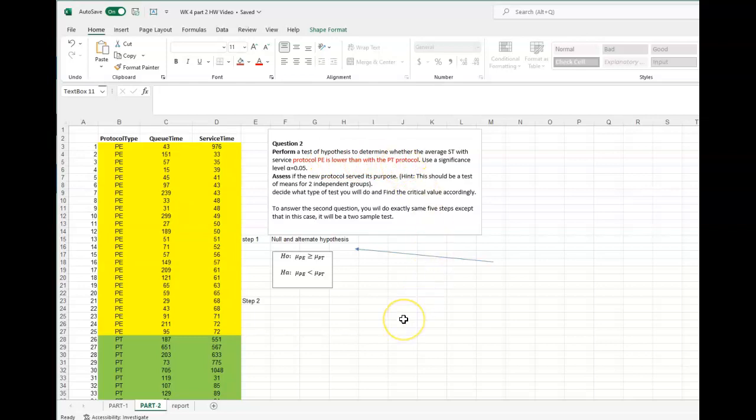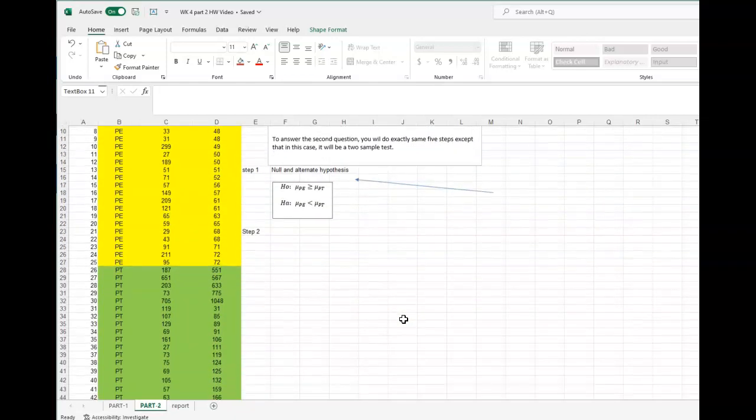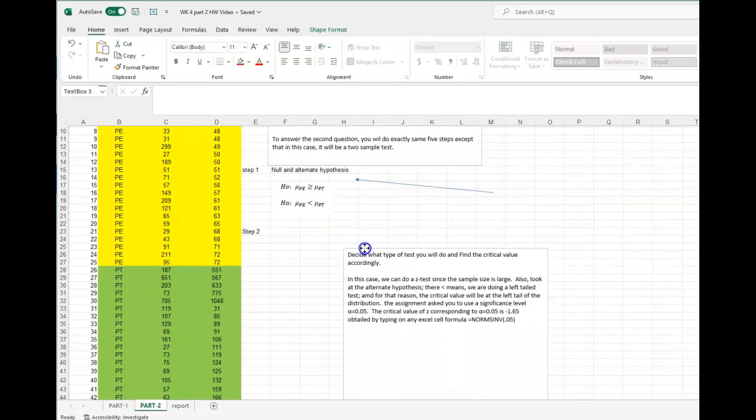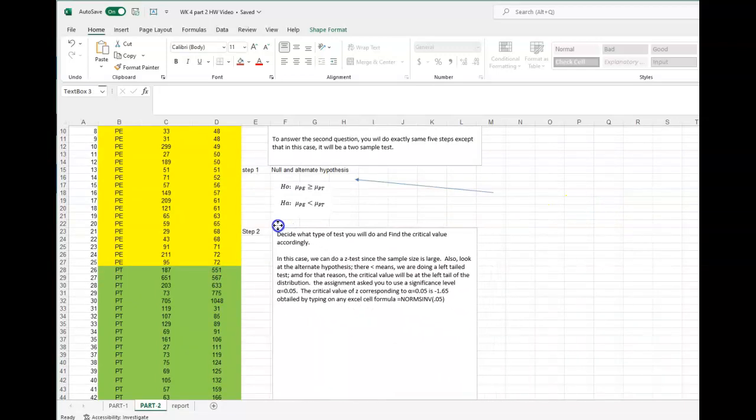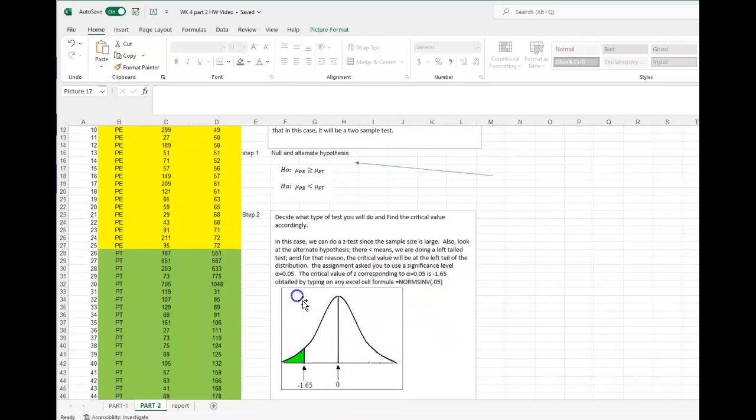All right, so now you are going to do step 2. It is also the same. You are going to do a z-test because you have a large data set. You are going to use the z-test, and NORM.S.INV will give you the critical value. It is the same. It is negative 1.64, and your graph is going to look like just this.